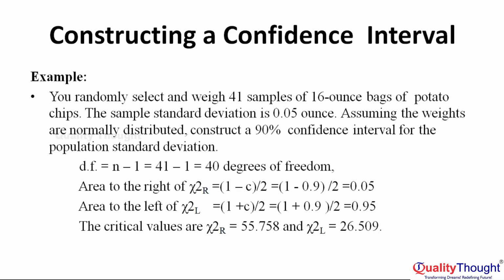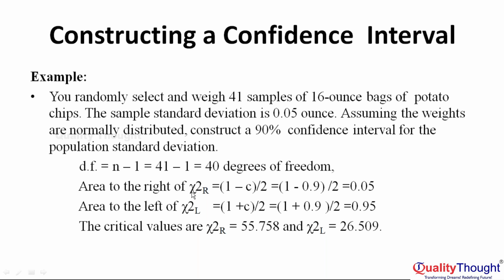Now we have one problem. You randomly select and weigh 41 samples of 16-ounce bags of potato chips. The sample standard deviation is 0.05. Assuming the weights are normally distributed, construct a 90% confidence interval. Clearly, 41 is the sample size, and 41 minus 1 gives 40 degrees of freedom.